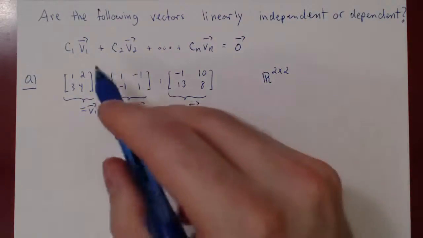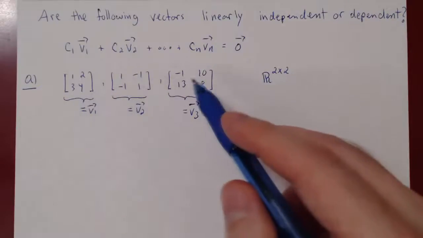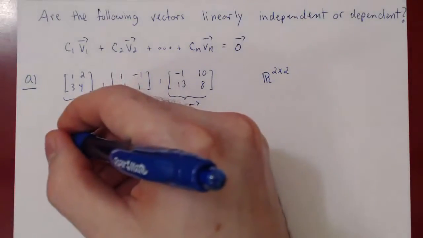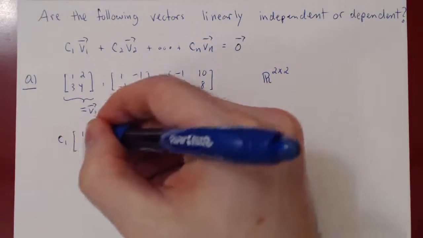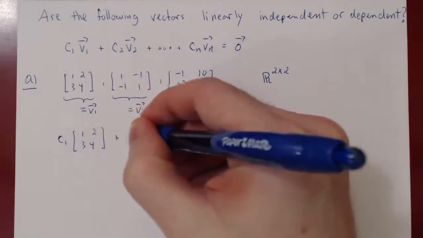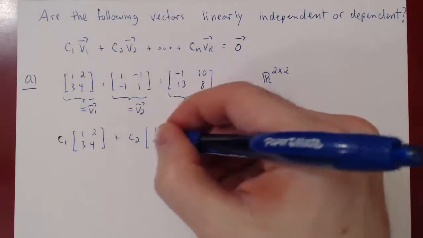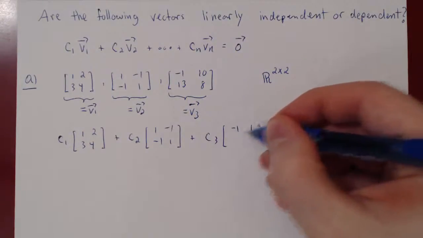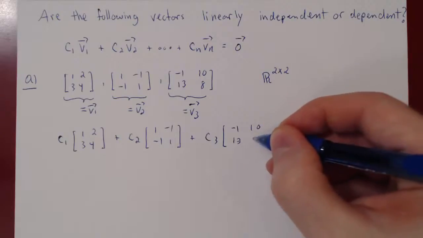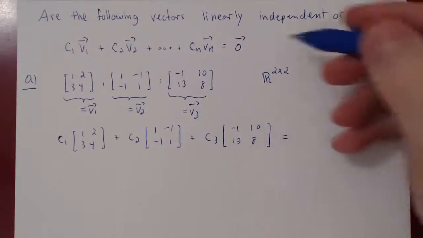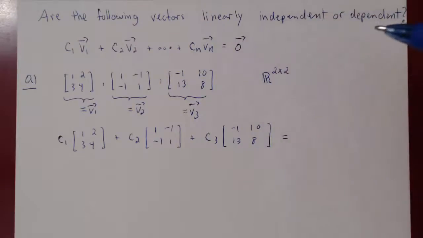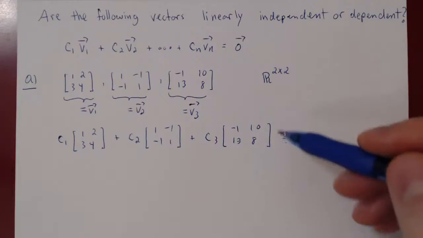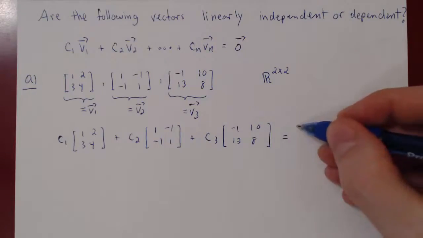So we go back to the definition. Are these three matrices linearly dependent or independent? So c1 times the first matrix, 1, 2, 3, 4, plus c2 times v2, the second matrix, 1, negative 1, negative 1, 1, plus c3 times the third matrix, negative 1, 10, 13, 8, equals the zero vector. Well, the zero vector is always the zero element of your space. Our space is the space of all 2 by 2 real matrices, and so the zero element is the 2 by 2 zero matrix.